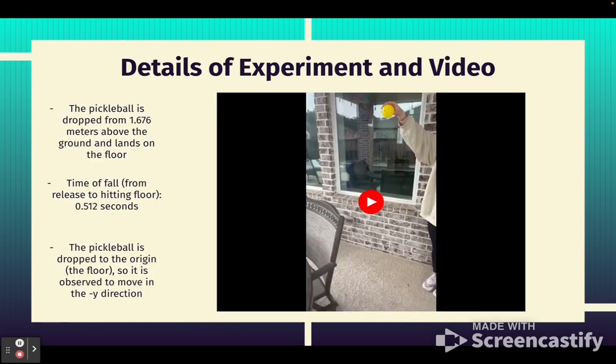So again, the pickleball is dropped from 1.676 meters above the ground and lands on the floor, which is the origin in this case, so it is observed to move in the negative y direction. The time of the fall from release to hitting the floor is 0.512 seconds, and here's my video.